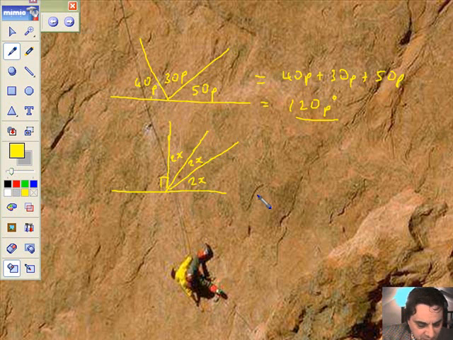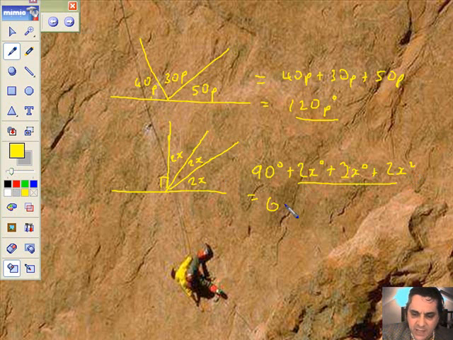And write down an expression for the angles on each straight line. Well, I've got 90 degrees plus 2x degrees plus 2x degrees plus 2x degrees. Altogether I've got 6x plus 90, and that's in degrees. Alright, so a simple expression.